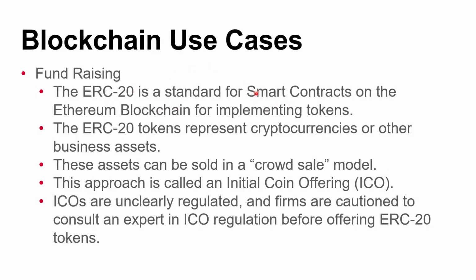Also, fundraising. So we talked about this as far as ICOs. The ERC20 is a standard for smart contracts on the Ethereum blockchain, but this can also be used on other blockchains as well. So we can tokenize assets, and the assets can be sold in a crowd sale model. This approach is called an initial coin offering, or ICO. ICOs are, well, the regulation is a little unclear, and firms are cautioned to consult an expert in ICO regulation before offering ERC20 tokens.